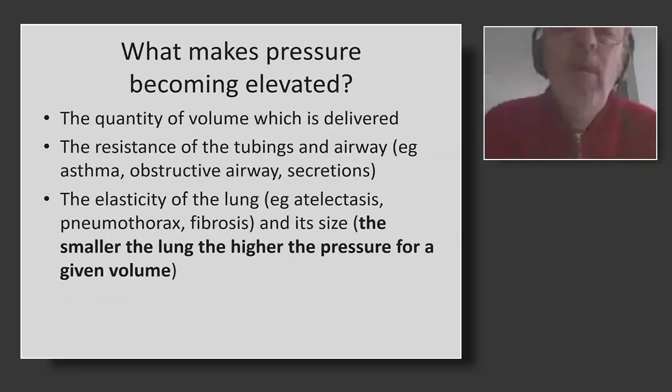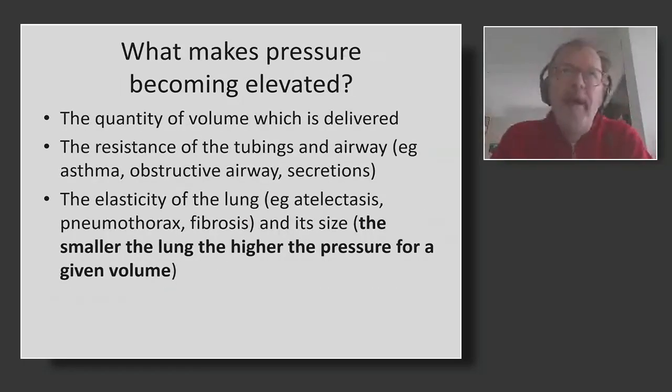So the pressure can be more or less elevated, and what makes the pressure become more or less elevated? First, the quantity of volume which is delivered and which you can set on the ventilator.